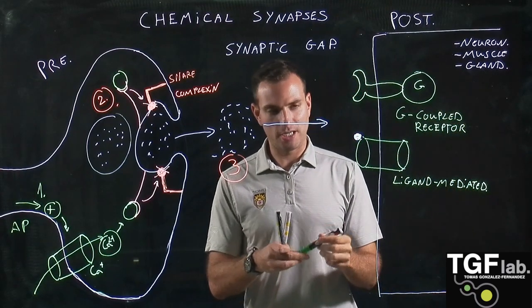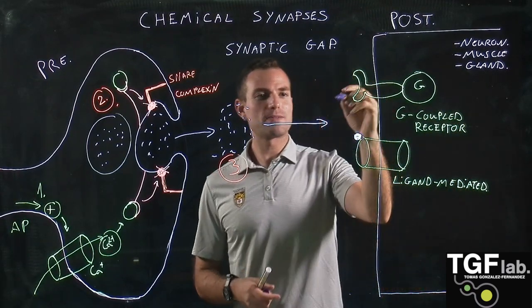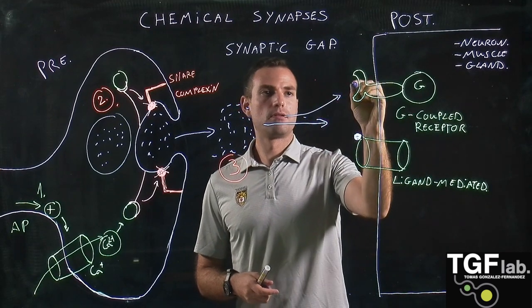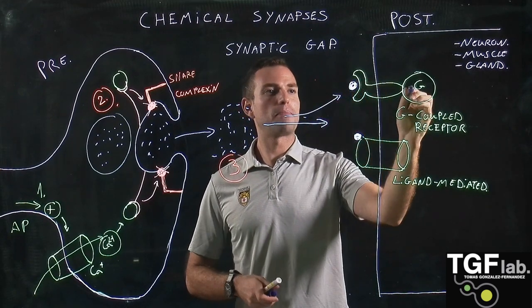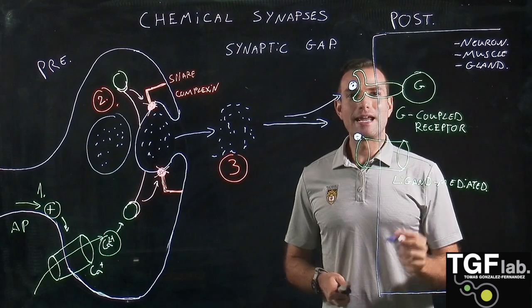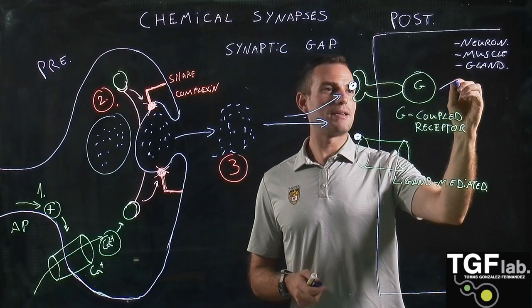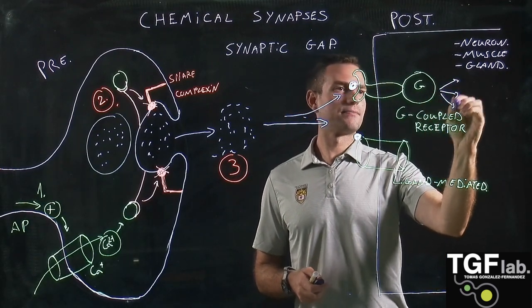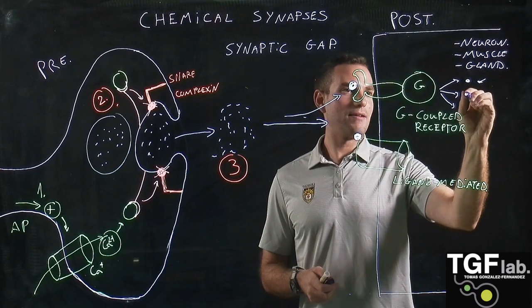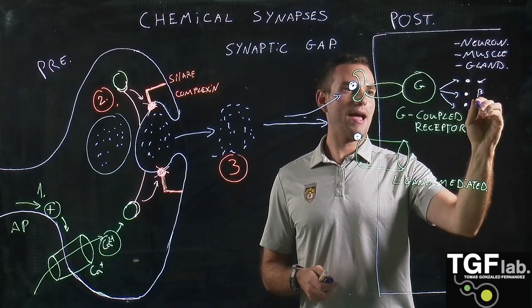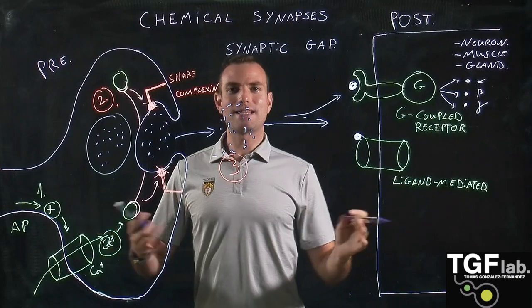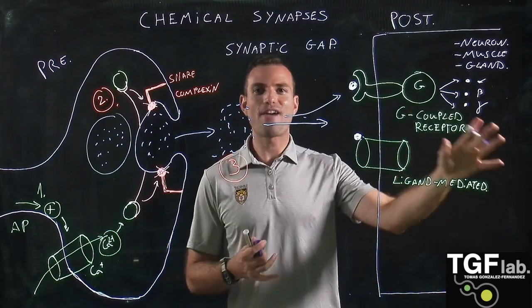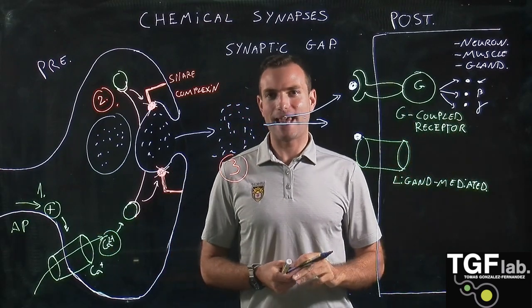And this is a G protein here. So once a neurotransmitter binds here to the G protein-coupled receptor, the G protein is going to be divided into 3 subunits: alpha, beta, and gamma. And these 3 subunits are going to have different effects on the postsynaptic cell.